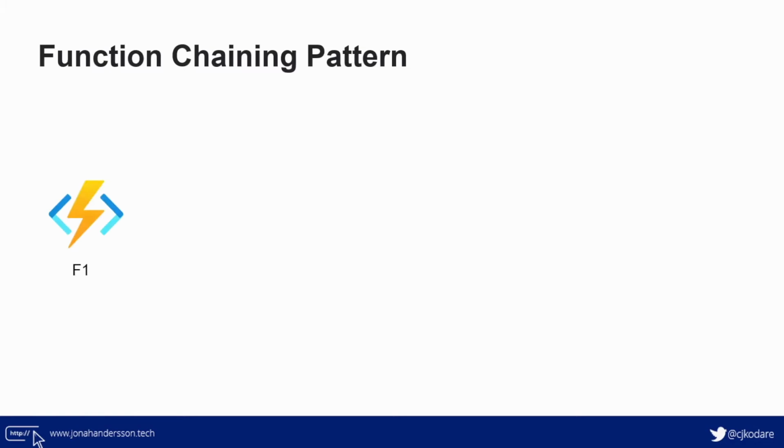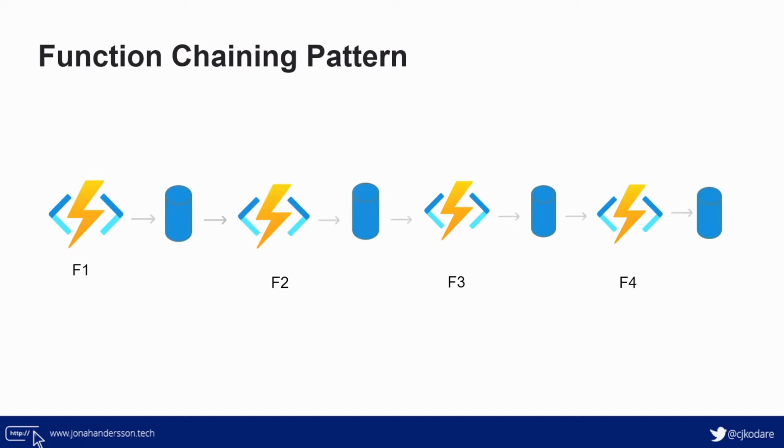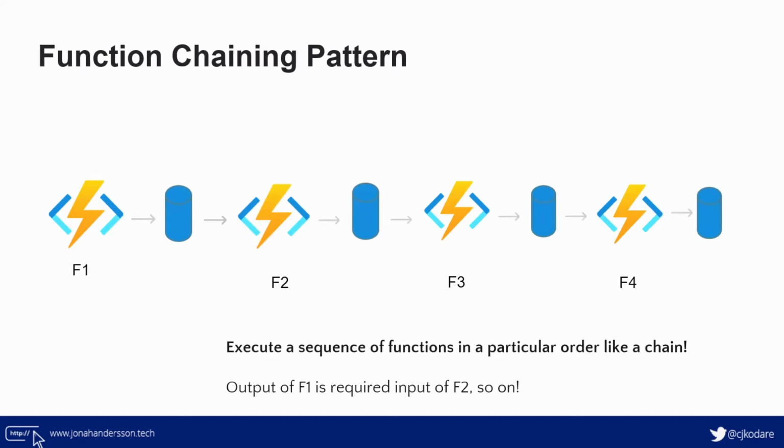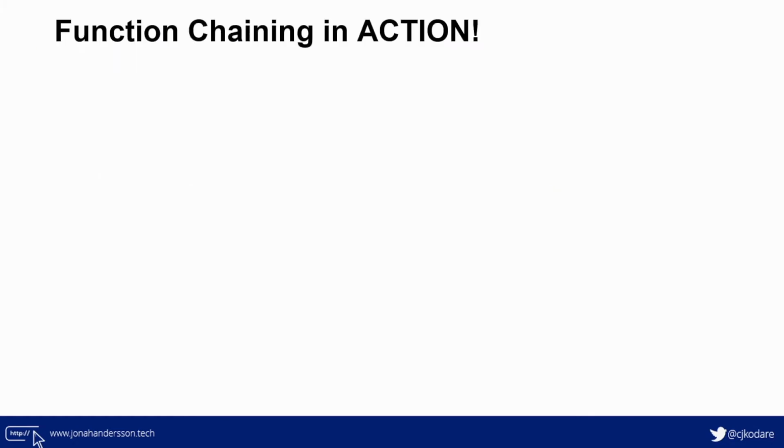So the function chaining pattern looks like this. As you see here, it's like a chain. It executes a sequence of functions or activities in a particular order. Which means that the output of the first function here, F1, is an input, not really required, but it's needed as a sequence to the next function, and so on and so forth. I can show you an example here in action.